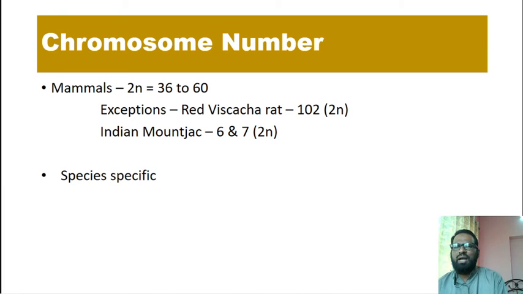These are some of the exceptions, but what we want to conclude is that if you take the diploid number of chromosomes, there is a species specificity.